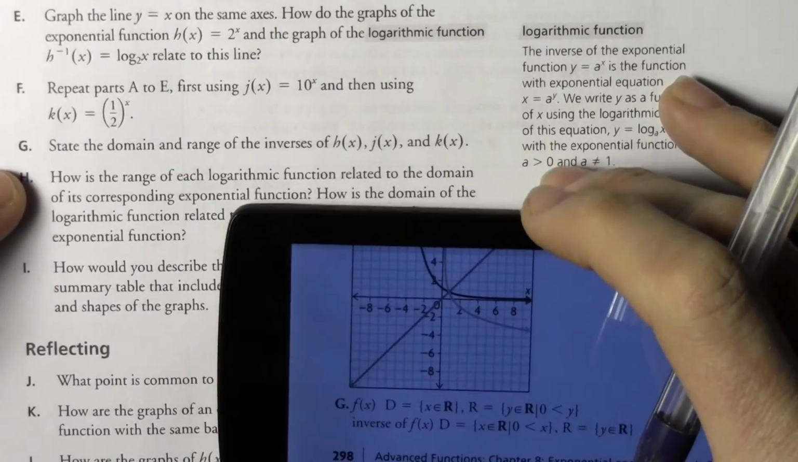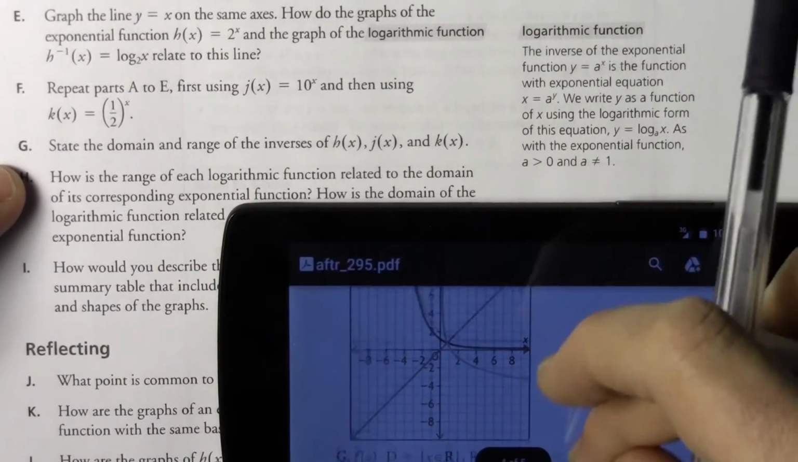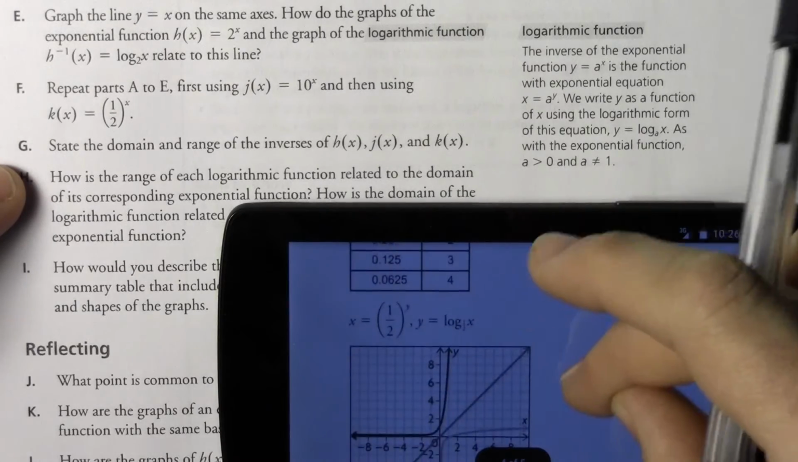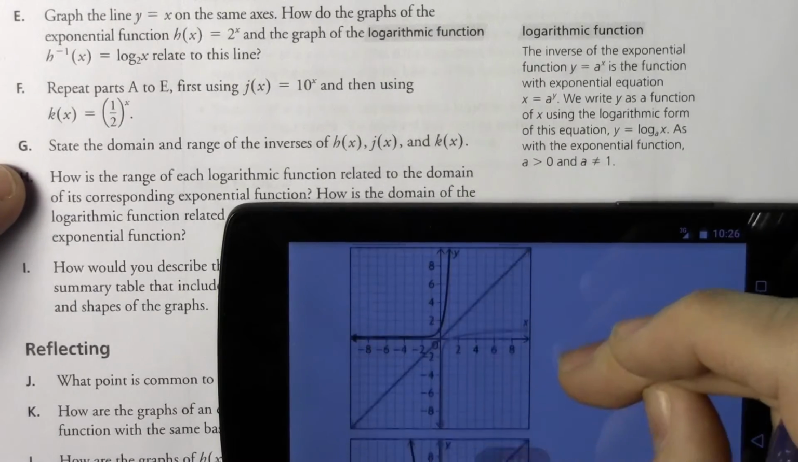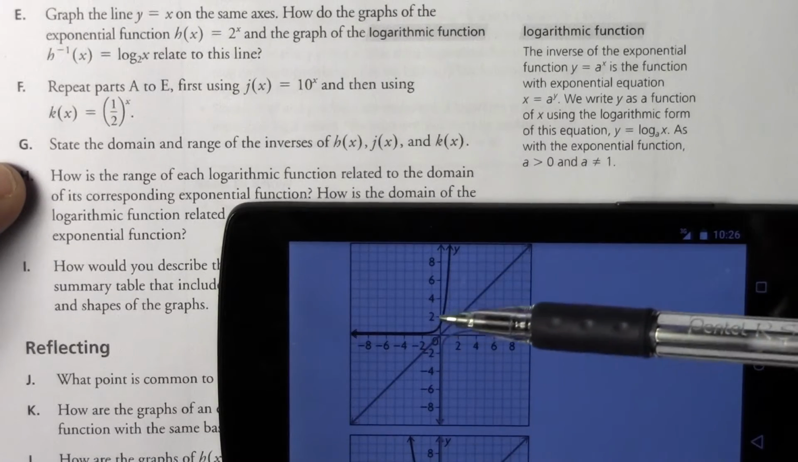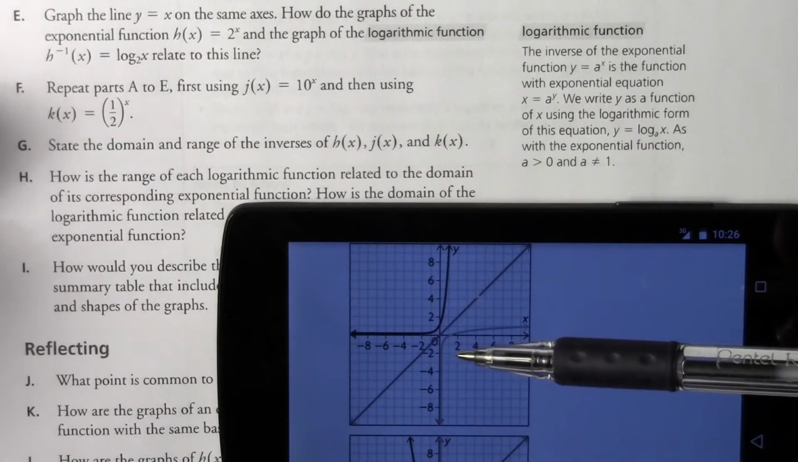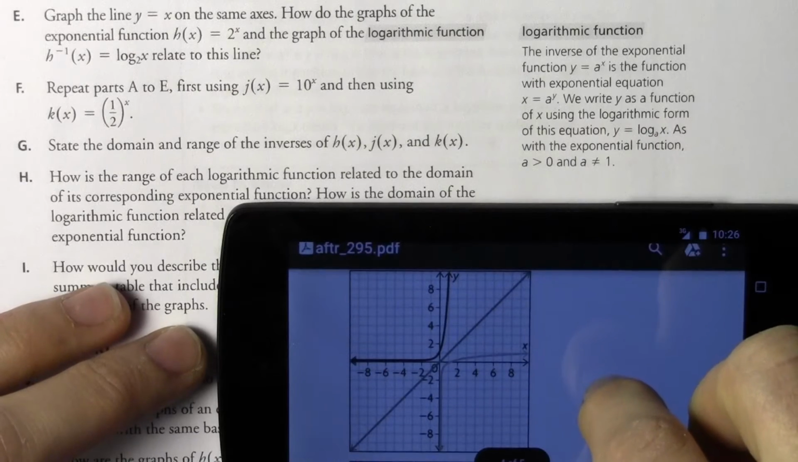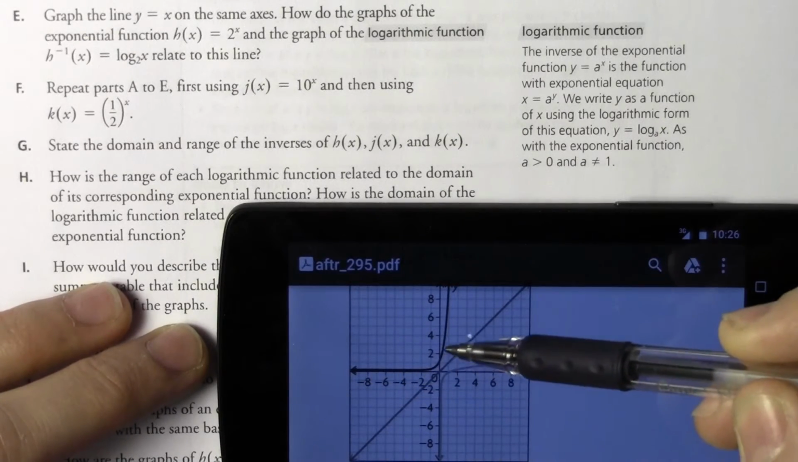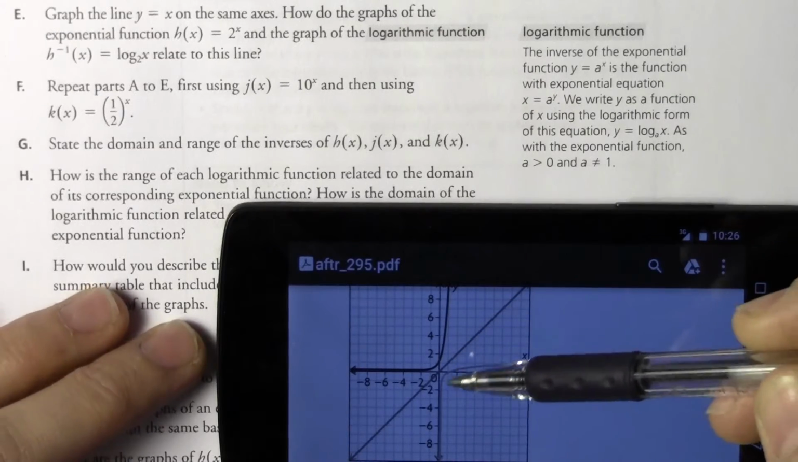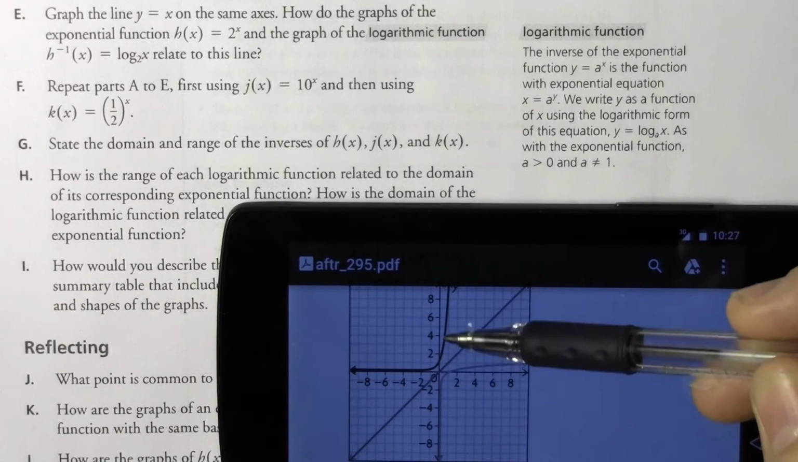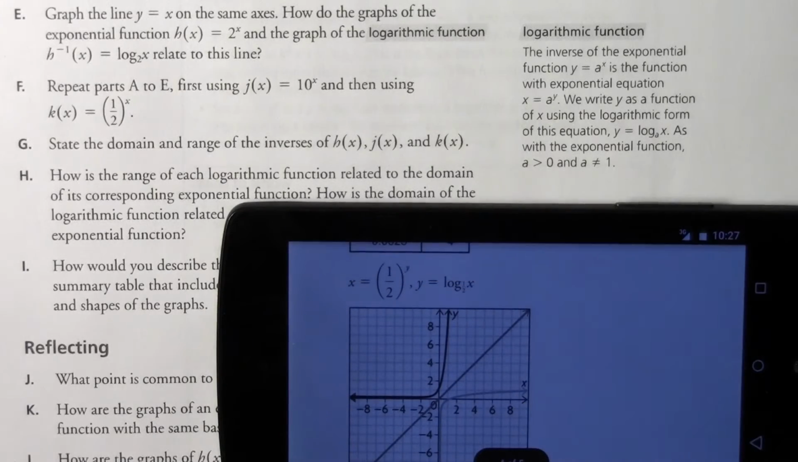State the domain and range of the inverses h, j, and k. So, if we look at this graph, who can tell me the domain of the dark, the exponential function? What is the domain? Anthony? The domain of this, so it goes like this. This is important, guys. You've got to at least have the basis for domain and range, right? I'm going to help you out. Yeah, x ∈ ℝ. Yeah, x ∈ ℝ, right?